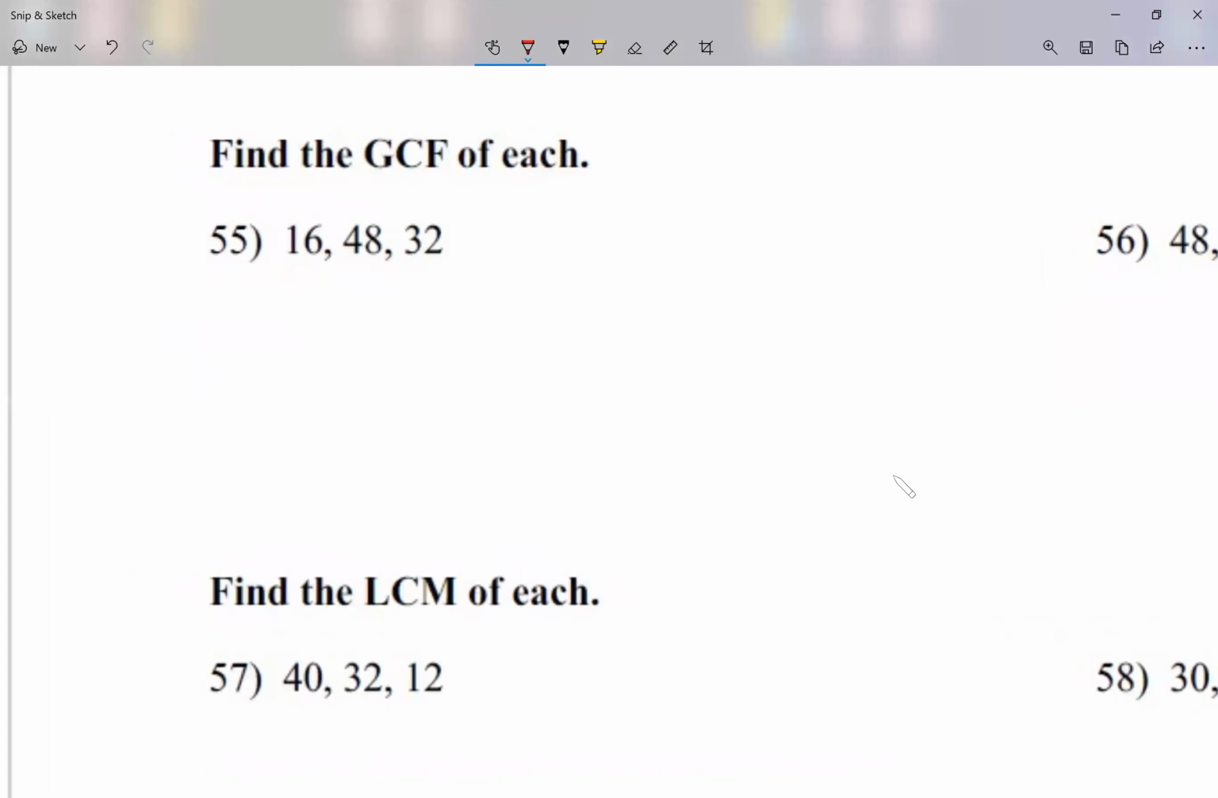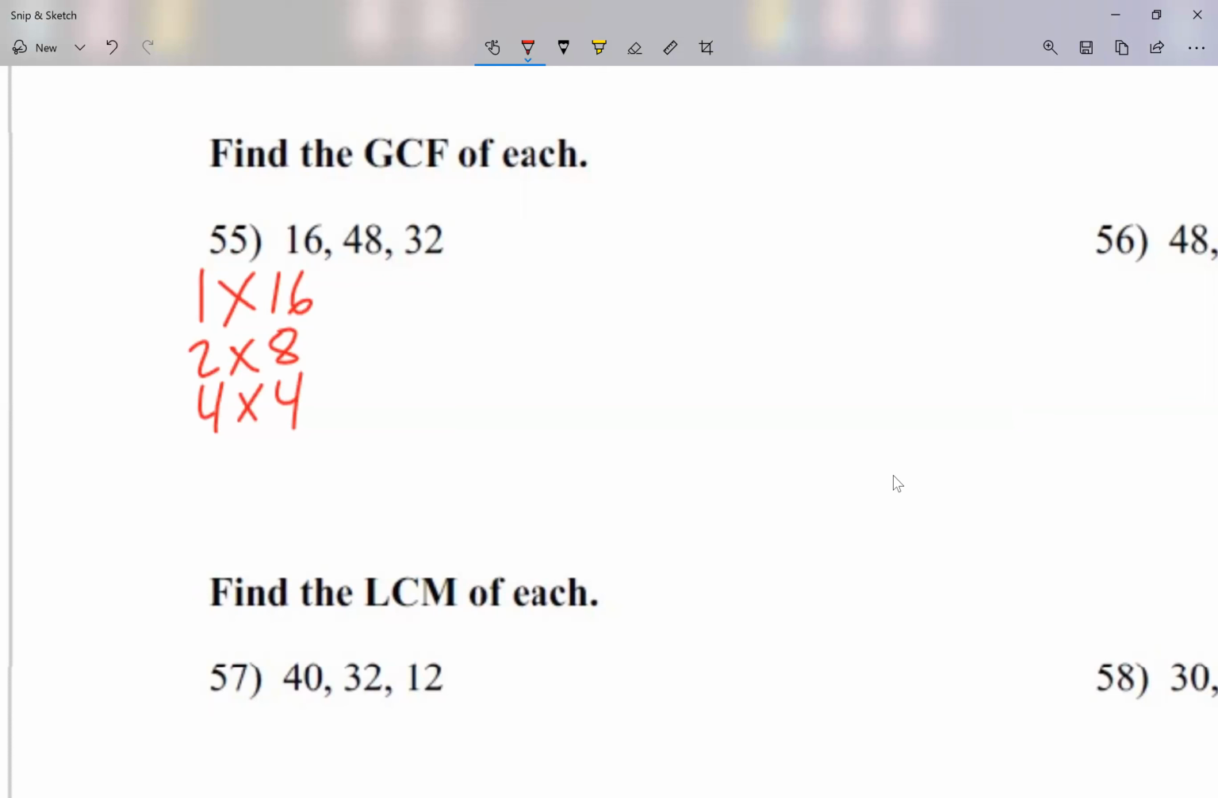So my factors of 16, right? The numbers that multiplied are equal to 16. I'm going to say 1 times 16, 2 times 8, and then 4 times 4. All of these are the factors of 16. Now let me find my multiplications that are equal to 48.